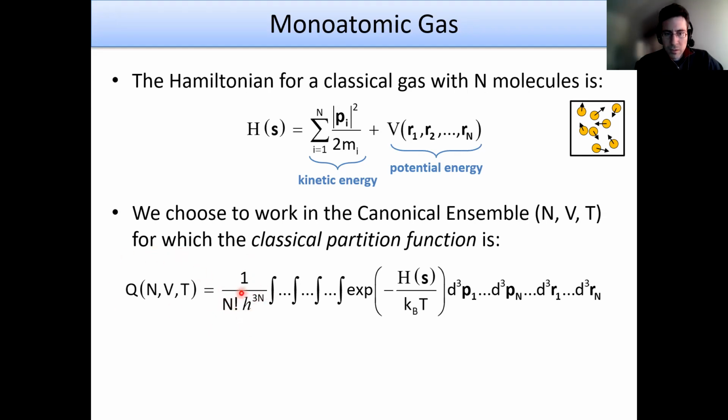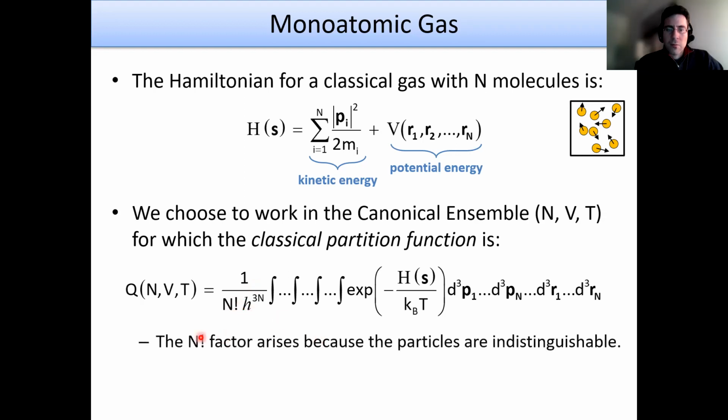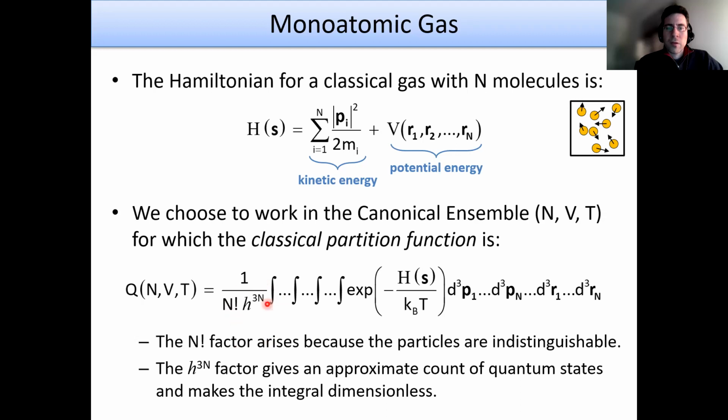The second thing that you see here, this h, right? So we talked about n factorial. The h gives an approximate count of quantum states and also makes the integral dimensionless, right? So this arises because in reality, remember the particle in a box, you have a discrete set of energy levels effectively. So this is what this thing takes into account. So it's an approximate correction for the number of quantum states that we have in a continuum part of the classical phase space.